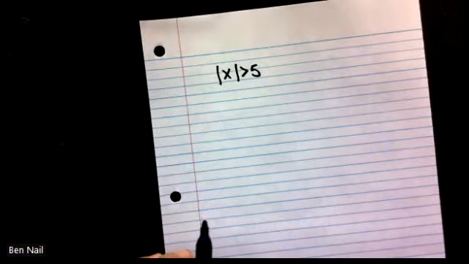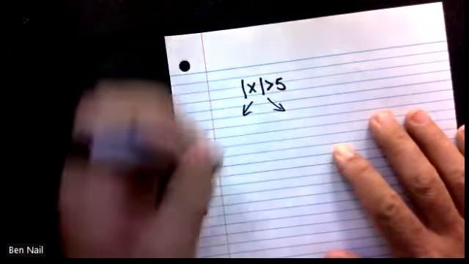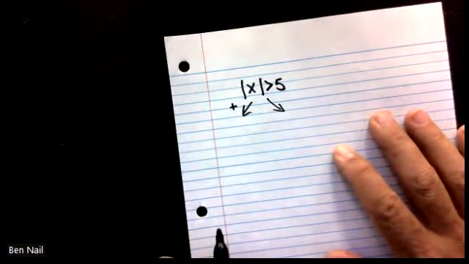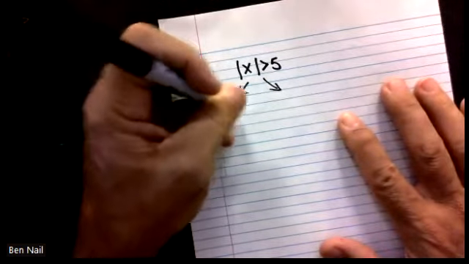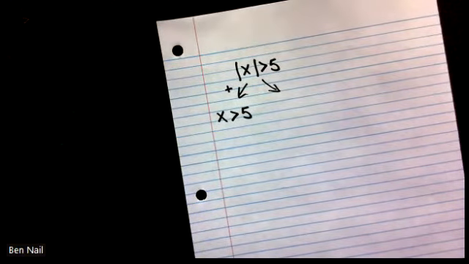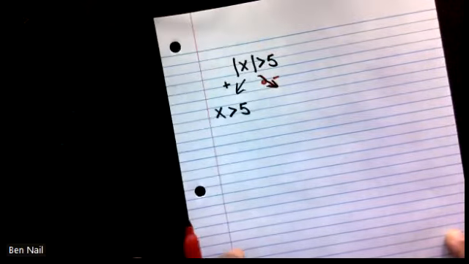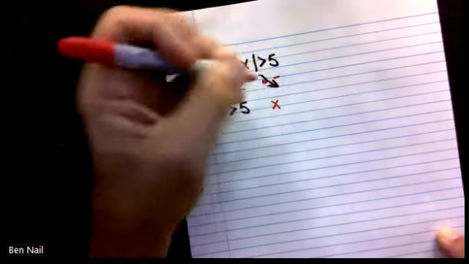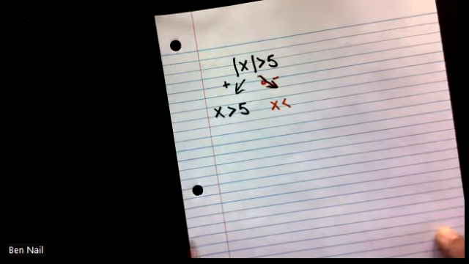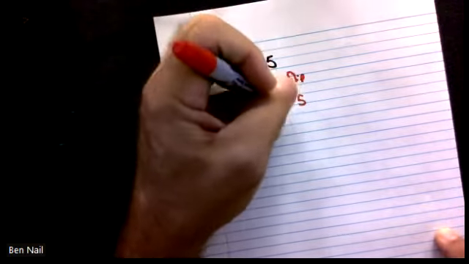So if I've got the absolute value of x is greater than 5, we're going to split this up. For the positive one, everything looks the same. We just drop the bars. So we get x is greater than 5. For the negative one, it's extremely important that you remember that we have to flip our sign. So instead of x is greater than 5, our sign is going to flip to less than when that 5 becomes negative. So again, for the negative one, you've got to flip the inequality.